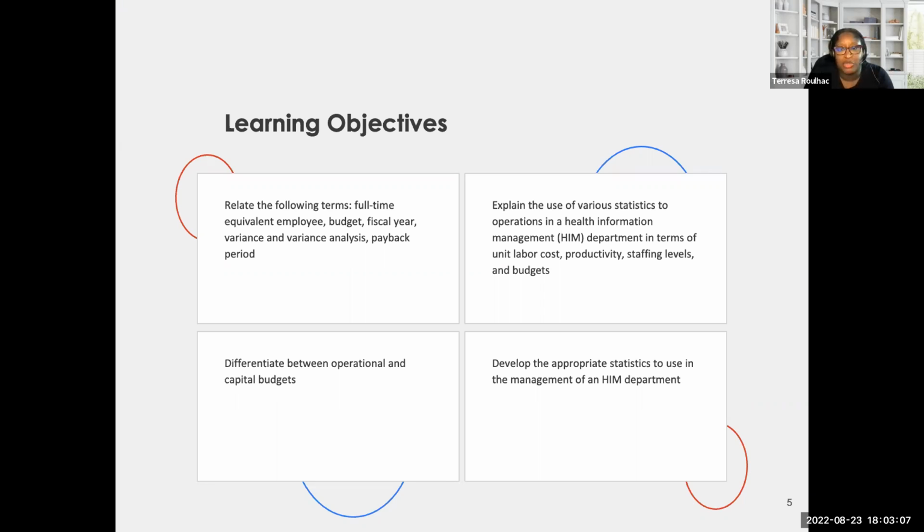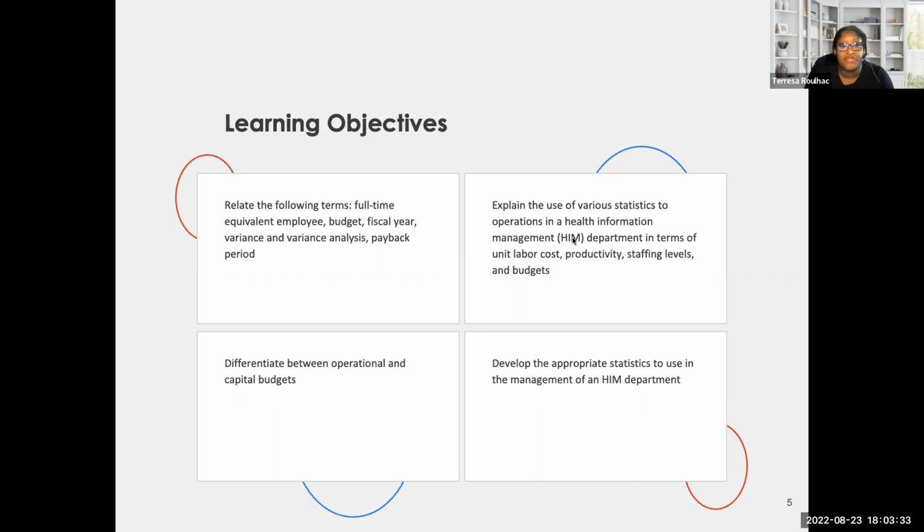We're going to differentiate between operational and capital budgets. We're going to explain the use of various statistics to operations and health information management. We're also going to look at appropriate statistics and the use and management of HIM departments.